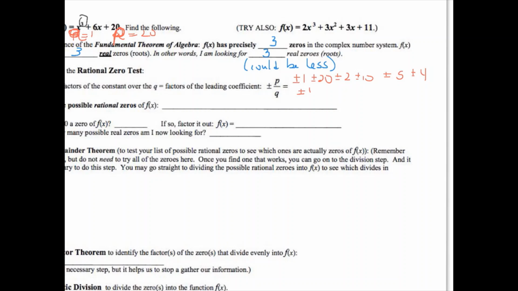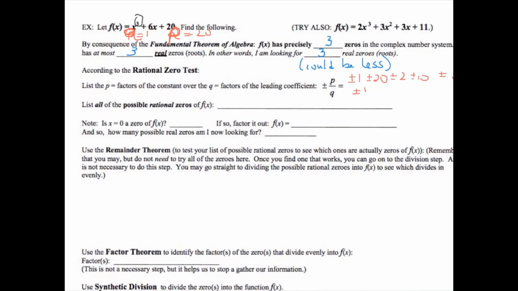So what we do is we take all the factors of the last number and all the factors of the first number, and we divide them. So if I take 20 and all those and divide it by just 1, then my list of possible rational zeros is just going to be plus or minus 1, plus or minus 20, plus or minus 2, plus or minus 10, plus or minus 5, plus or minus 4. So if there are any real zeros, then they would have to be in this list. Okay?